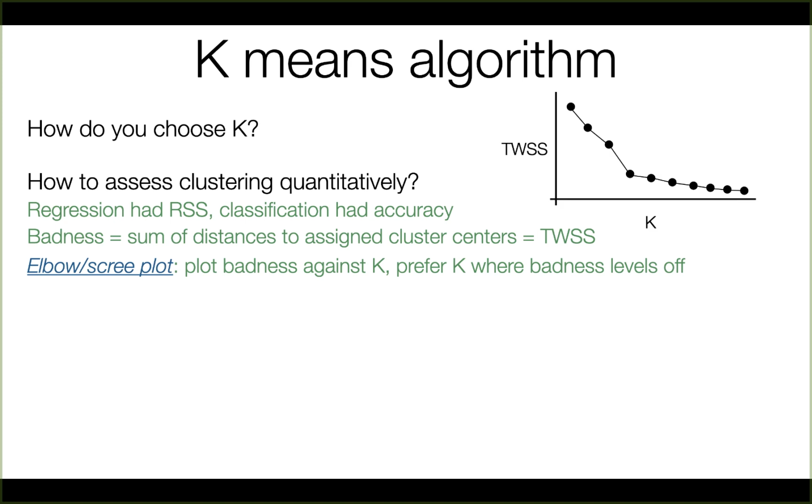So for example, a scree plot will often look like this. We have the number of clusters on the x-axis, we have the total within sum of squares on the y-axis, and these plots characteristically take a shape that looks like this. There's a steep downward angle, followed by a relatively flat downward angle, and the point right in the middle is referred to as the elbow.